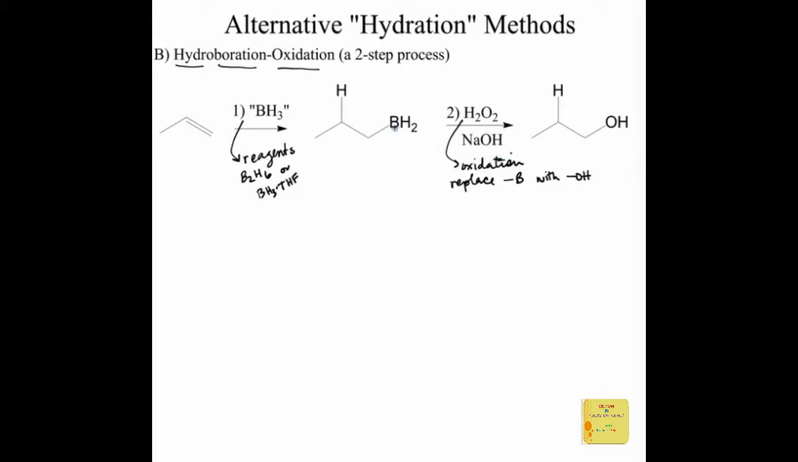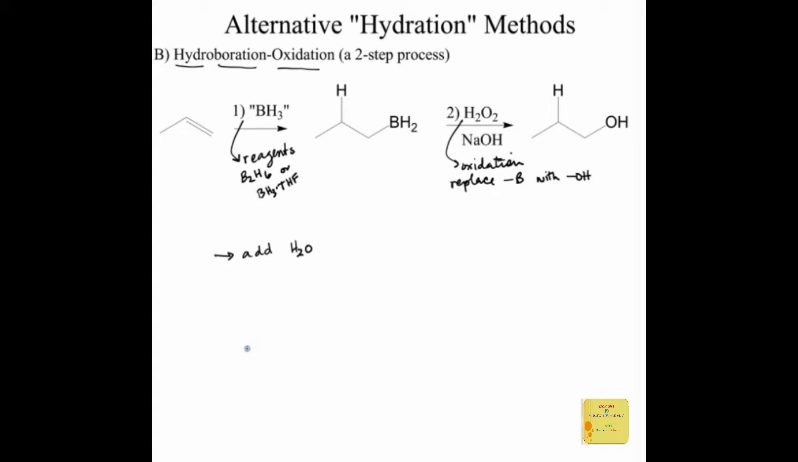So our boron used to be here, and now there's an OH in that place. Hydroboration oxidation. So what did we do overall? We started with a pi bond. Now we have an alcohol. So what did we add across the pi bond? We added water across the pi bond. We added the H and the OH.